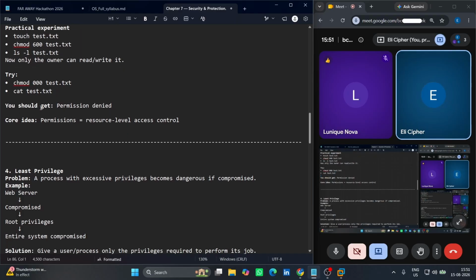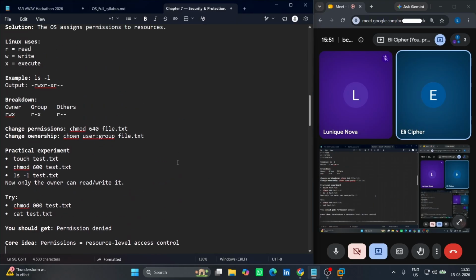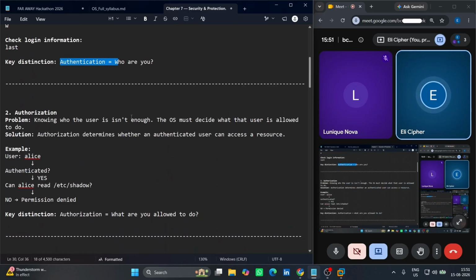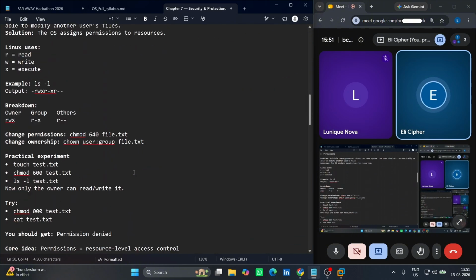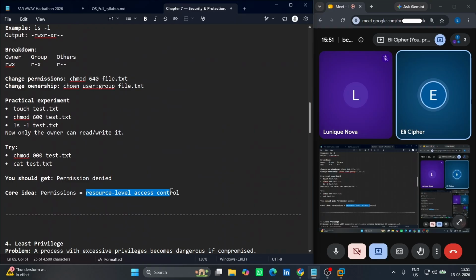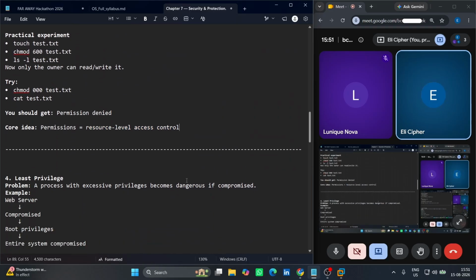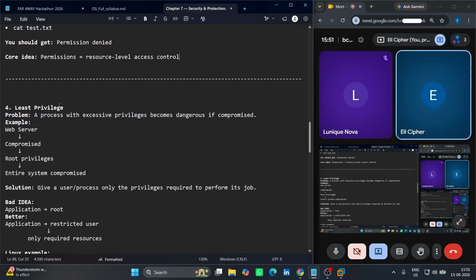So here, the core idea is that permission tells about resource level access control. Earlier we applied authentication, which is user level. Authorization is also user level, and now it is resource level access control, right? Resource level control, basically, or resource level limits. Now we move to least privilege.